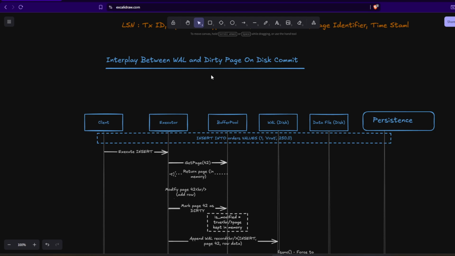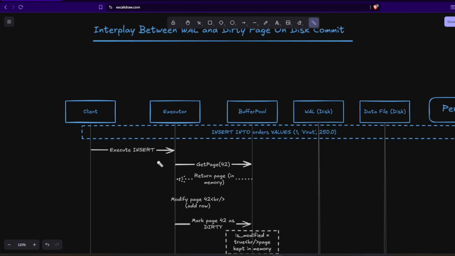On commit, what happens? From the client end, our ultimate aim is persistence. We want to take the data of this insert into values query that we have written, and it should go to persistence, right? So first we execute the insert, and after executing it we get a certain page. Suppose we get page number 42, and we return the same page from the buffer pool. Suppose in the first place it exists in the buffer pool.